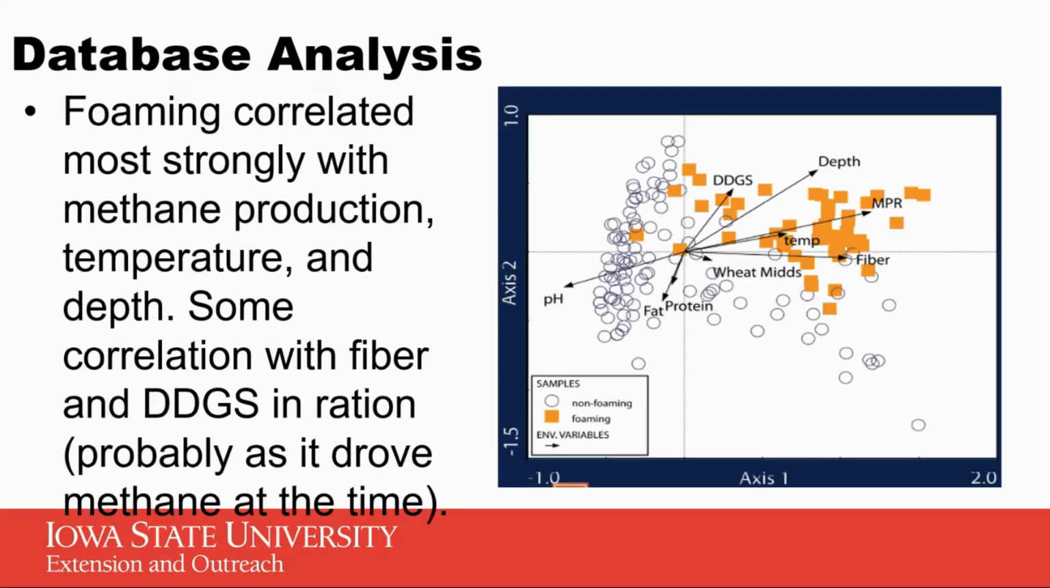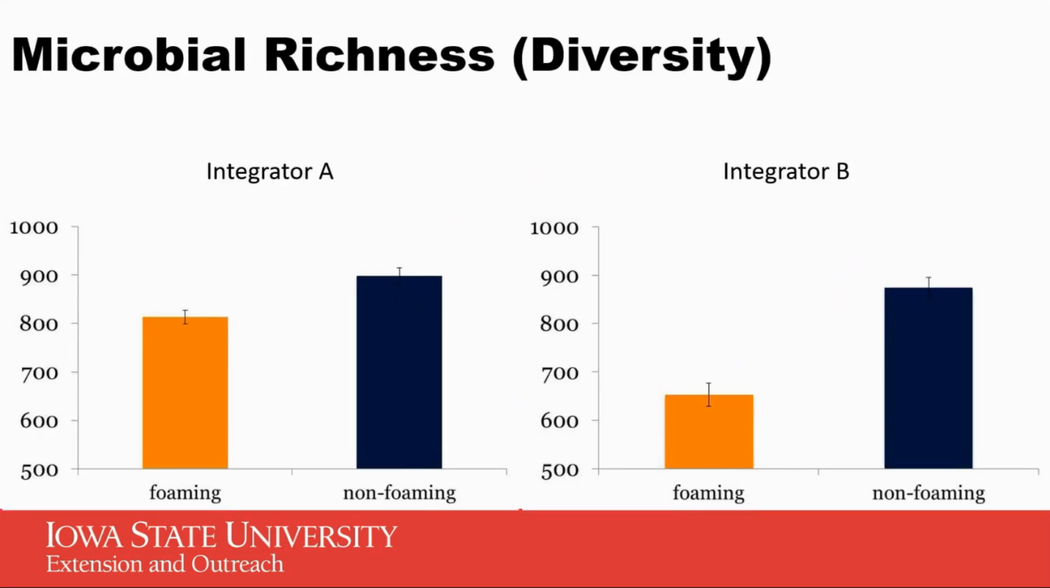So when we look at it from the overarching data analysis standpoint and try to figure out what was correlated with pits that foamed, the ones that came with the strongest correlation were temperature and obviously the depth of the pit. So obviously the more manure in the pit, the more potential for foam and foam production, overall methane production, and then like I said, temperature. Some correlation there with fiber, as we said, with DDGs, probably as it drove methane over time, as we continue to feed that and potentially change the microbial population from that standpoint.